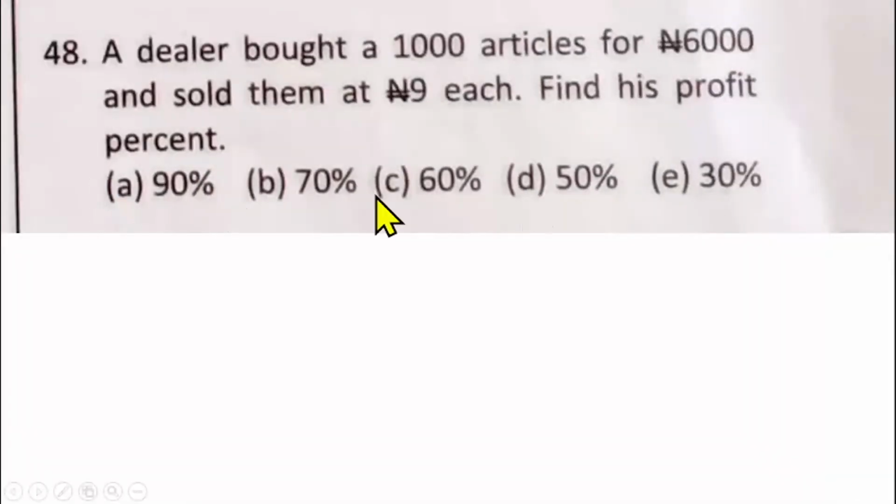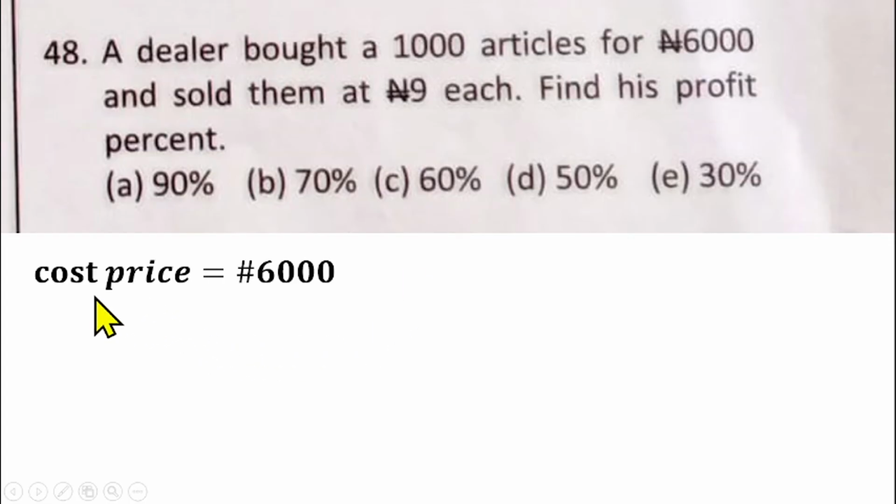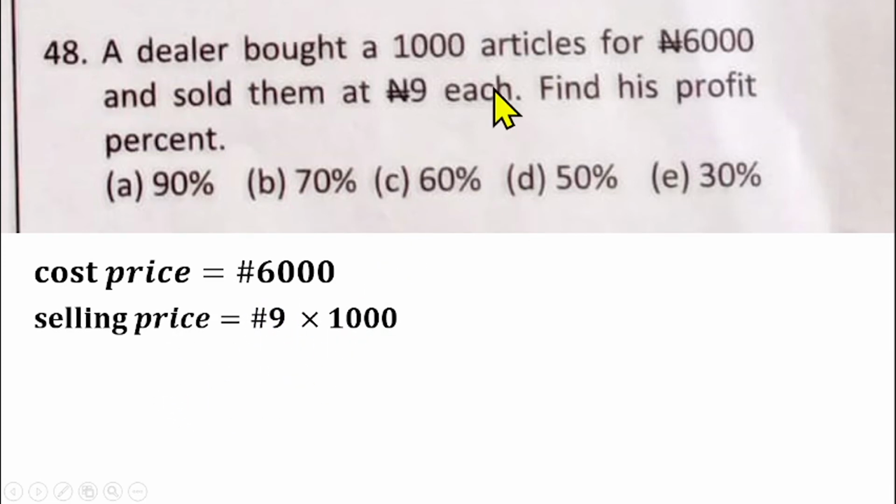Question number 48. A dealer bought 1000 articles for 6,000 naira and sold them for 9 naira each. Find the profit percentage. So of course we need to know the total cost of the articles, which is 6,000. Then the selling price is 9 for each, multiplied by the number of articles, which is 1000. That should give us 9,000.